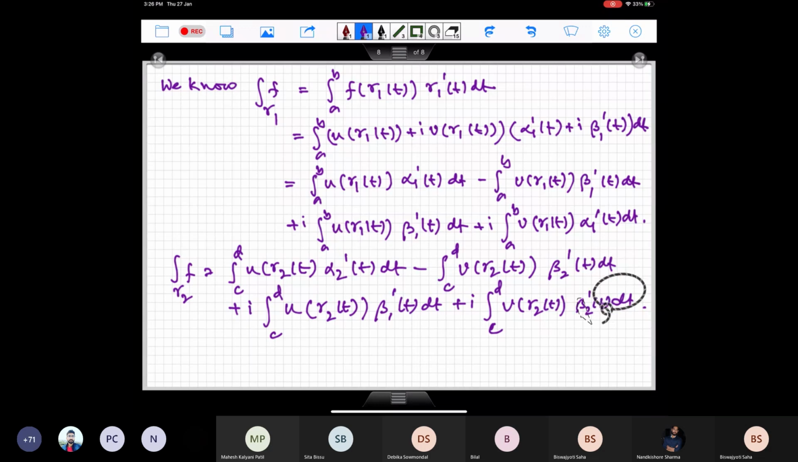This one should be alpha 2. Is it fine, whatever I have written? Say beta 2. Yeah, beta 2. Thank you. Okay, great. So anyway, this is done.